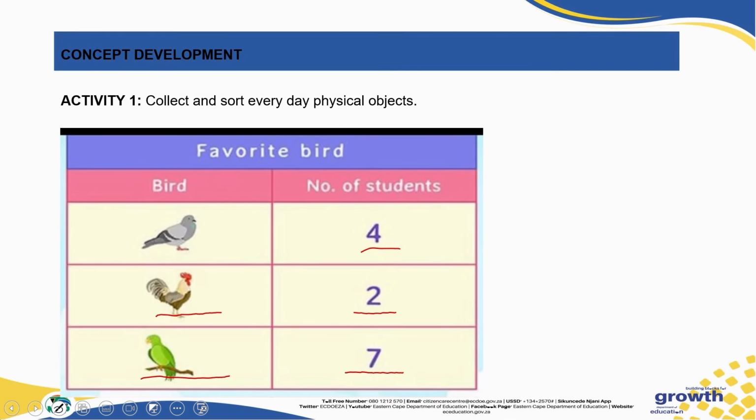They have collected pigeons. Who can recall how many were they? You are correct, grade ones. They have collected 4 pigeons. You are doing well. You can recall what we have talked about. And they also collected the roosters. How many roosters they have collected? They have collected 2 roosters.